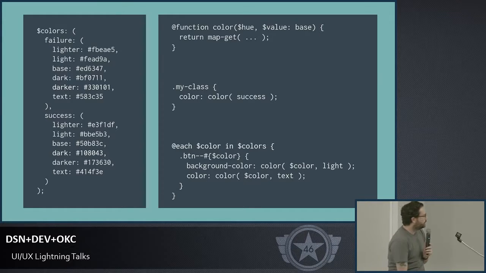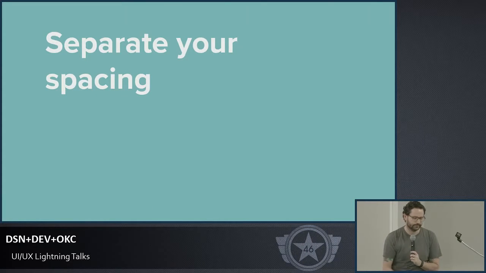Where this really gets fun is the bottom right example, where I can then loop over that array and automatically create variations for my components like buttons. So anytime I add a new color into my color array, it automatically generates that button color for me as well. And there's tons of other examples of how you can use that, but that's just an example.